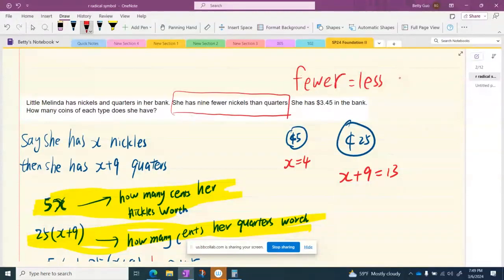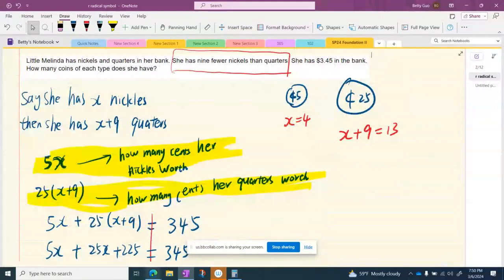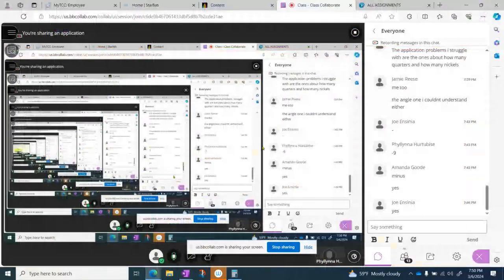Yeah, less. She has 9 fewer nickels than quarters. Means she has more quarters, fewer nickels. So if x is the number of nickels, then the number of quarters would be more. So it has to be adding. Yeah, add 9, 9 more than nickels: x plus 9. Okay, so let me stop the recording here.